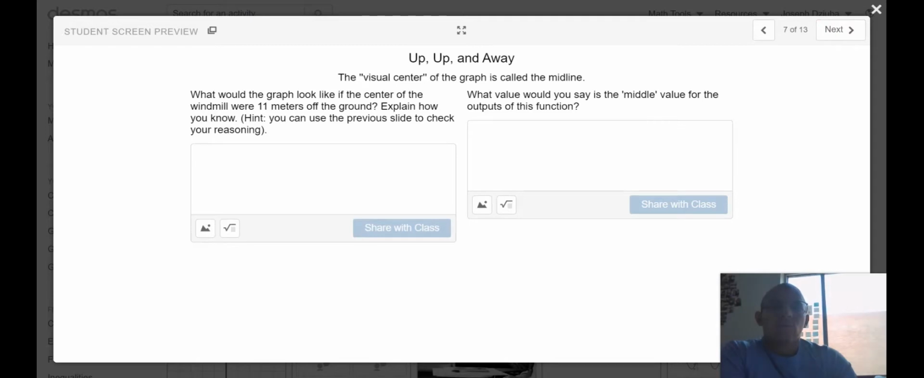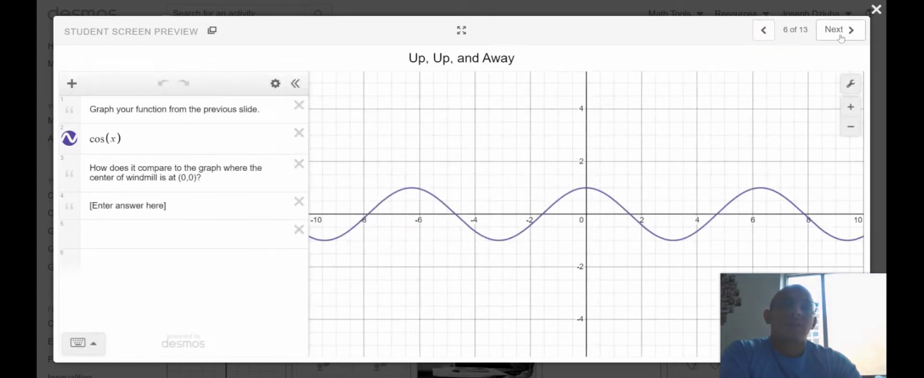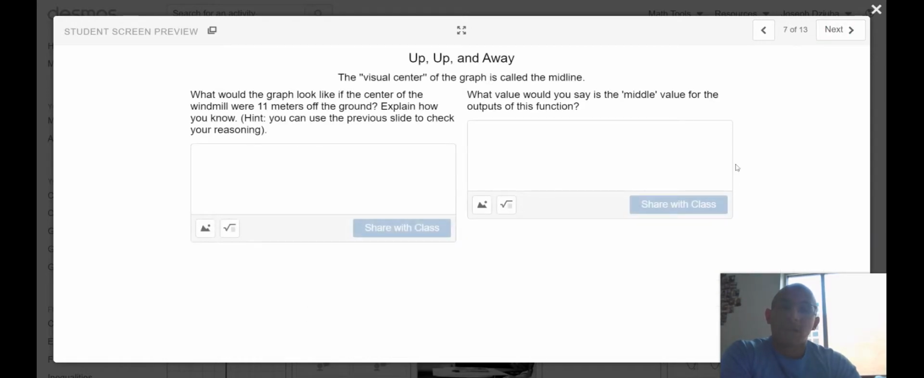As I said earlier in this video, the visual center of the graph is called the midline. What would the graph look like if the center of the windmill were 11 meters off the ground? Explain how you know. Obviously, you can go back to the previous slide and work it out so you can see what's unfolding visually. And what value would you say is the middle value for the outputs of this function, where the center is 11 meters off the ground?